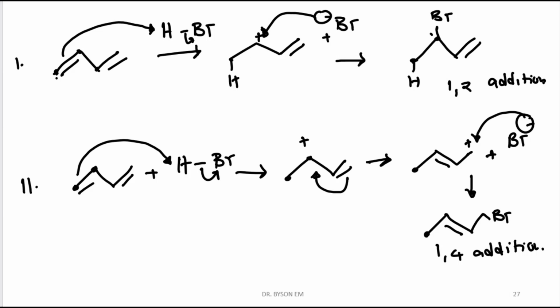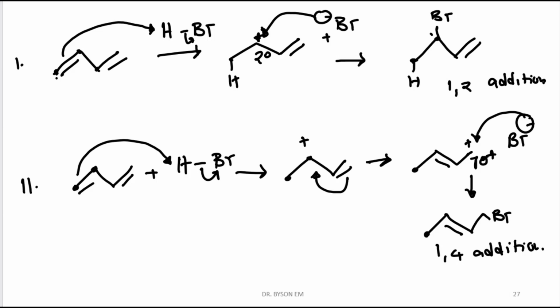This is because in the 1,2 addition, look at where the positive charge is. This is the more substituted allylic carbon, so the reaction will be faster. This is a secondary carbocation, and this is a primary carbocation. So this one has more positive charge than this one. The secondary carbocation that is formed in a 1,2 addition has more positive charge than the primary carbocation that is formed in a 1,4 addition.